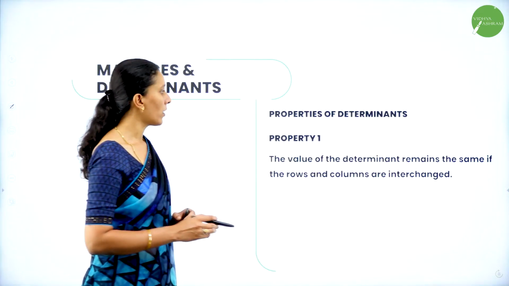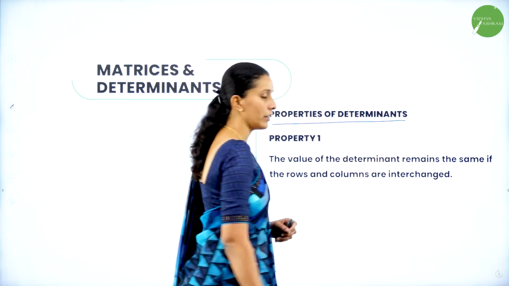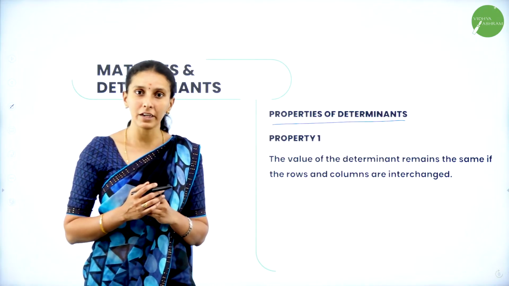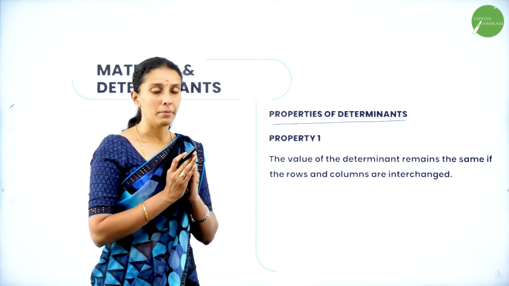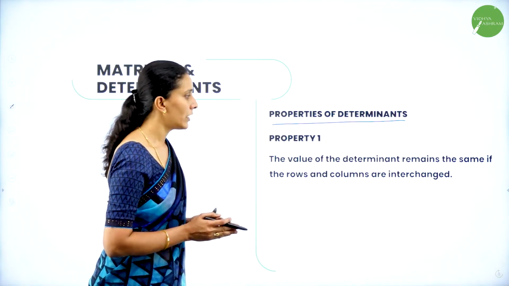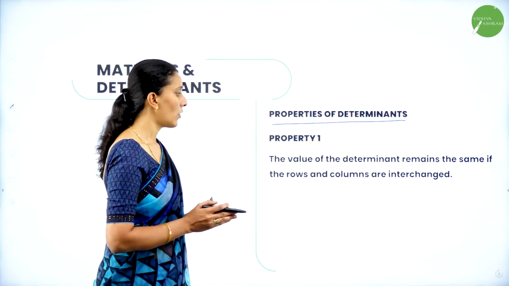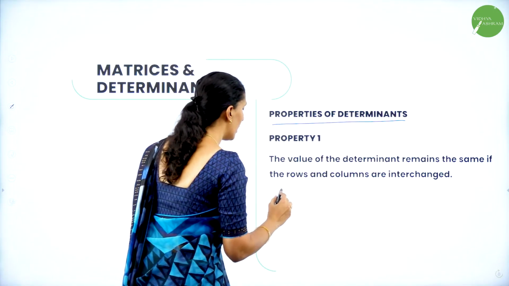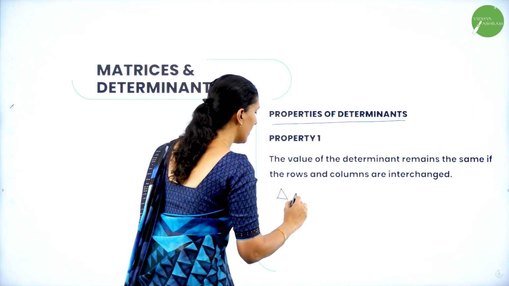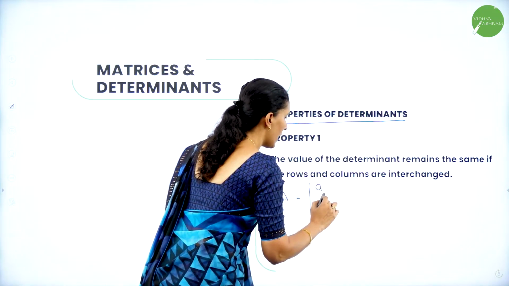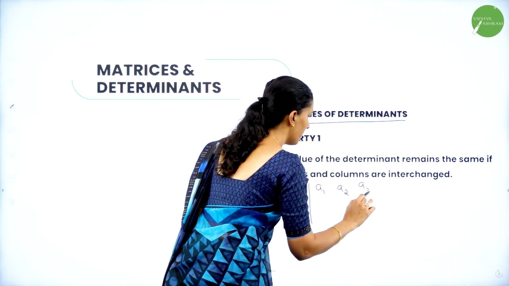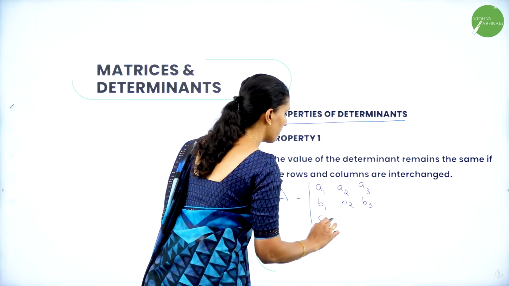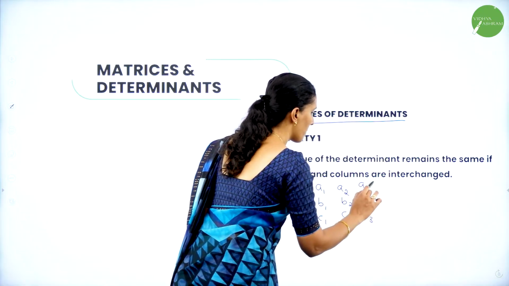So, next we come across the properties of determinants. We have many properties of determinants which help us to evaluate the given determinant. What does property number 1 say? The value of the determinant remains the same if the rows and columns are interchanged. So, let me take a determinant delta is equal to A1, A2, A3, B1, B2, B3, C1, C2, C3.